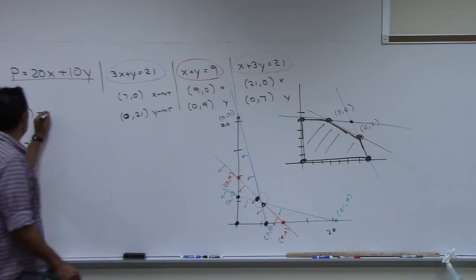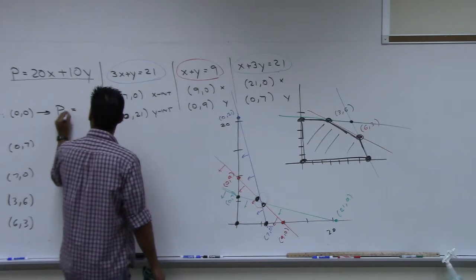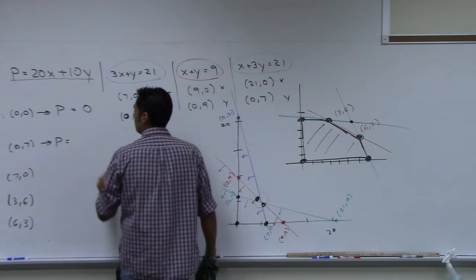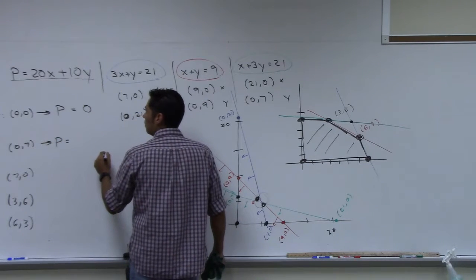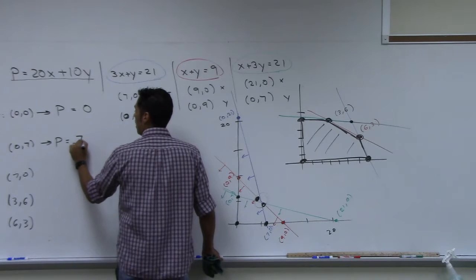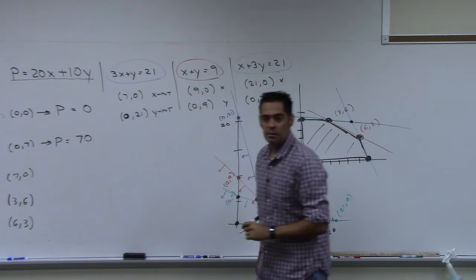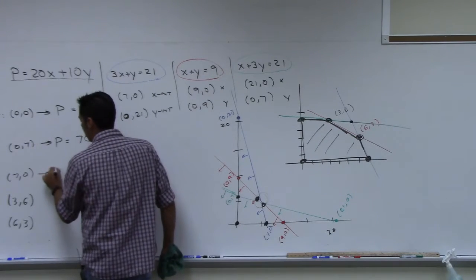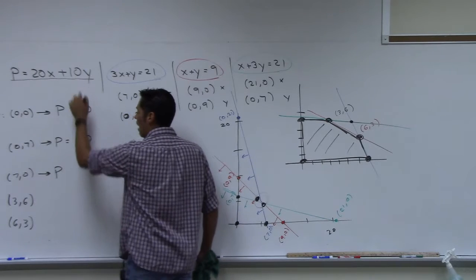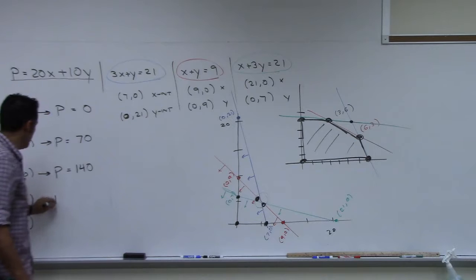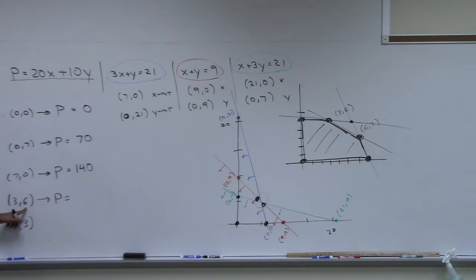So what does p equal if we plug in 0, 0? 0. What does p equal if we plug in 0, 7? 0 for x and 7 for y. 70, right? What do we get if we plug in 7 for x and 0 for y? 140. Okay, what do we get when we plug in 3 for x and 6 for y?